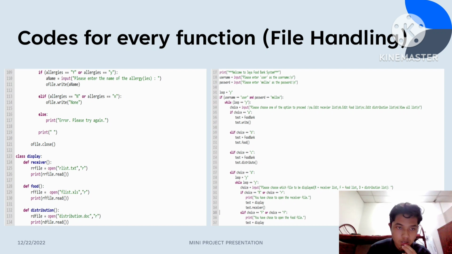Next, class display. Here, in class display, we have receiver, food, and distribution functions. At receiver, we try to open r.list.txt, and the action is read. Then food, open f list.xls, read, and distribution is open distribution.doc, and the action is read. This is to make sure that when we run the code, the output will show the data from the file that we target.